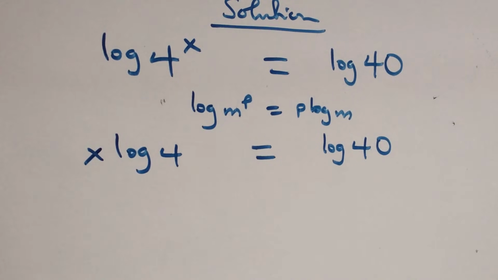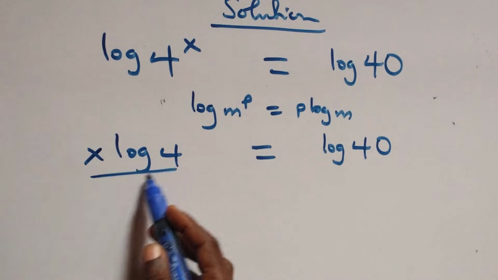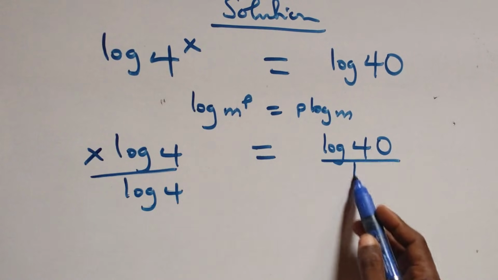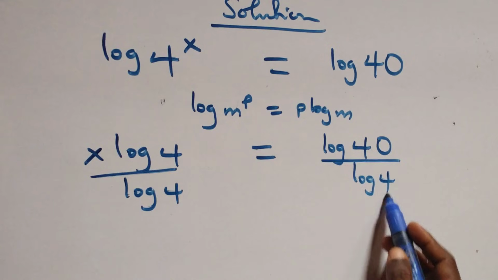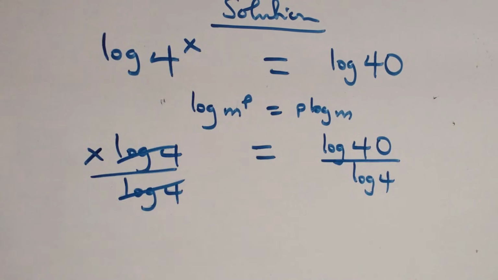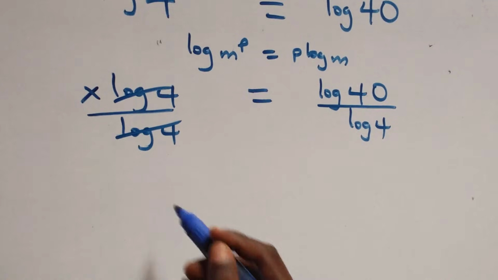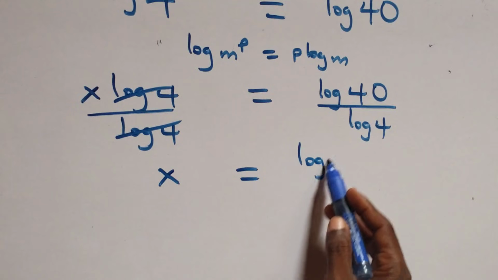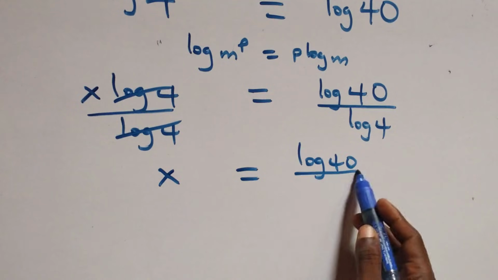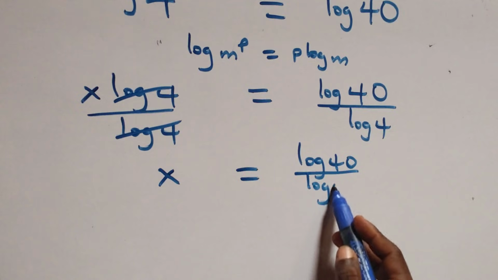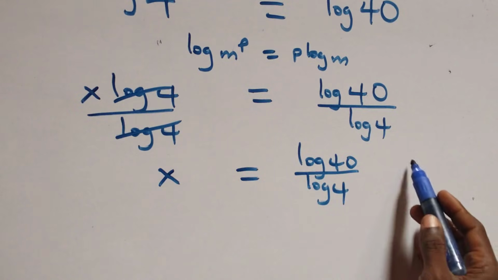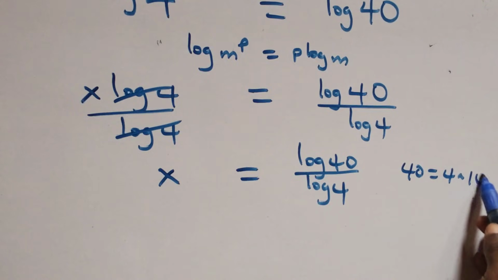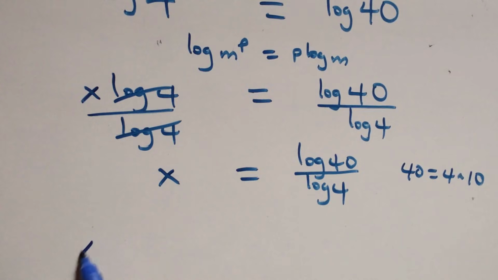The next step here, divide both sides by log 4. That is, divide this side by log 4. Also, divide this side by log 4. So here, log 4 cancel each other. And this becomes x equals log 40 over log 4.